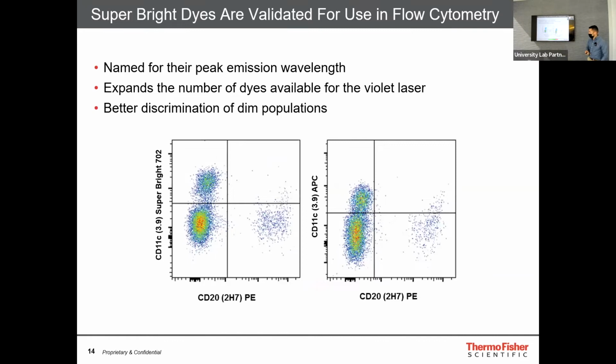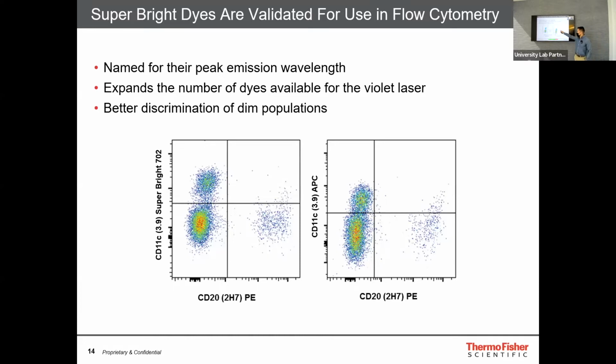And so in this graph, really the highlight here is on the y-axis you have, well, actually I should go back. Let me step back. For some of you that haven't seen a flow plot, this is called a dot plot. So this is how a lot of the flow data will be presented. Each dot represents an individual cell. And so on the x-axis here, we have CD20 tagged with PE. And on the y-axis, you have CD11c tagged with Super Bright 702.